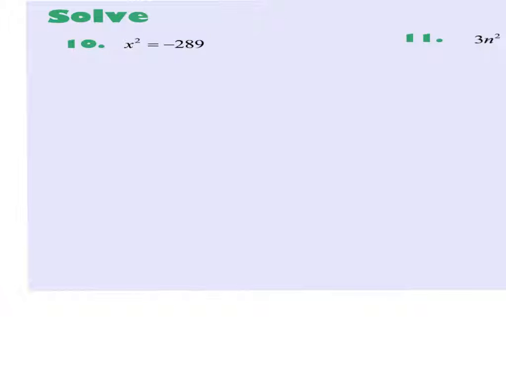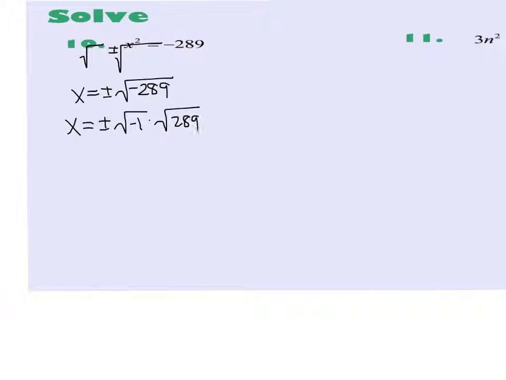Okay, the last thing we're going to do is just solve a couple equations that would have imaginary solutions. So if we want to solve for x in this equation, and I have x squared, I'm going to need to take the square root of both sides. So I get x equals plus or minus the square root of negative 289. Now, based on all the simplification rules we've been practicing today, we can go ahead and write this as an imaginary solution, because square root of negative 1 is i, and then the square root of 289 is 17. So x is positive or negative 17i.